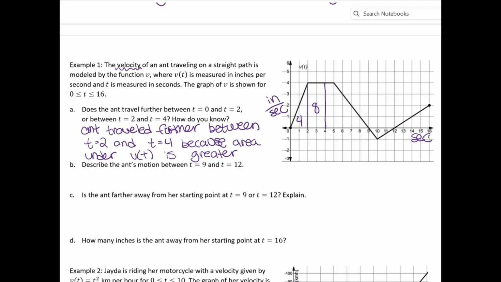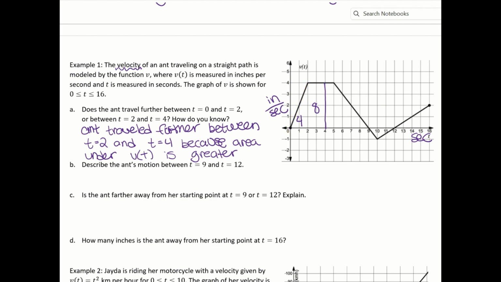And if we think about this realistically, it makes sense. Here we're talking about how the ant is speeding up. The ant starts off standing still and then gets faster and faster during this interval. But in the second interval, he's already at a speed of 4 inches per second. So he's not having to start from scratch. He's just cruising at this point. And if you're cruising at a faster speed, you're able to cover more distance. So it makes sense if we think about it logically as well.